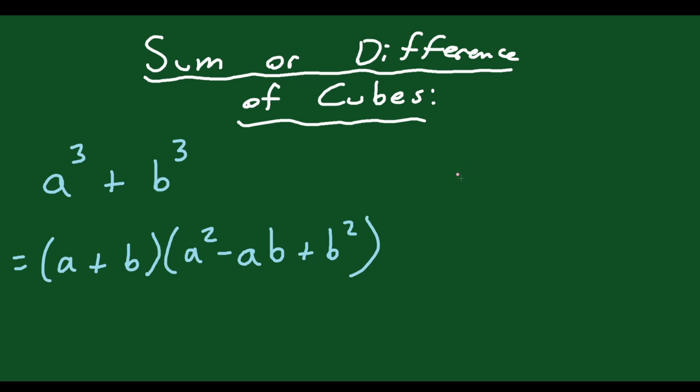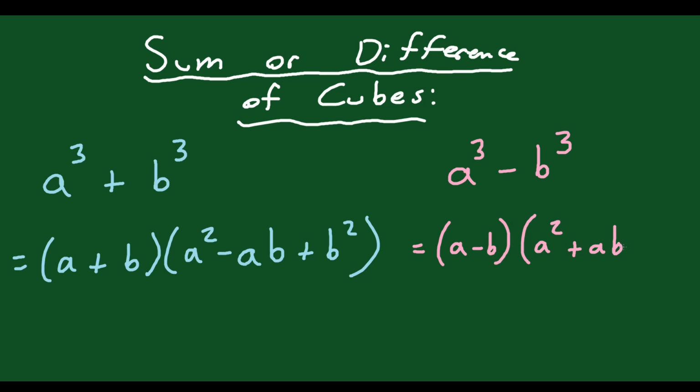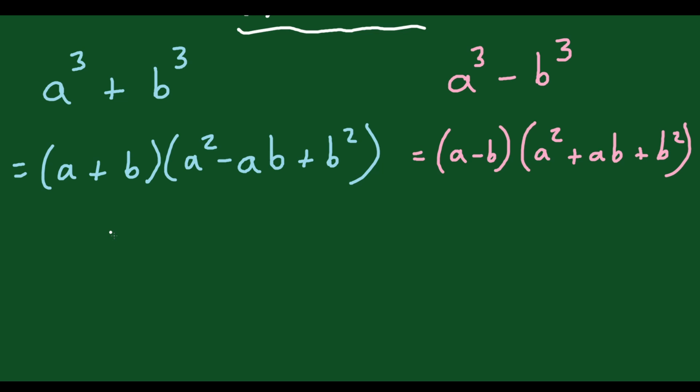You can also do a difference of cubes, so you could have a cubed minus b cubed, and if you do that, you're going to get a minus b times a squared plus ab plus b squared. So the most straightforward way of factoring these is just by using these equations and plugging in your values. So let's do some examples.